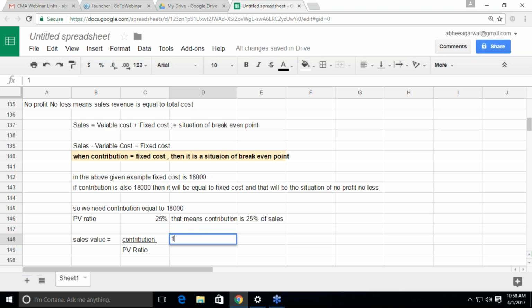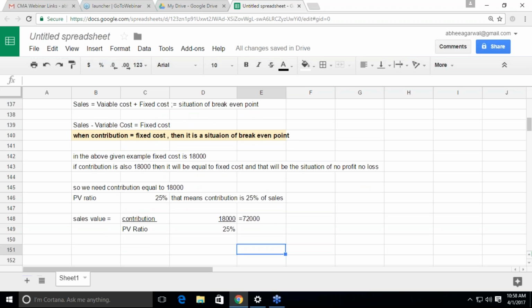Contribution upon PV ratio. So my contribution is 18,000 divided by PV ratio 25%. If I do this calculation, I will get a sale value. My sale value will come 72,000. 18,000 divided by 25%, 72,000 will be the sale value. So 72,000 is that sale value where my contribution will be equal to fixed cost.